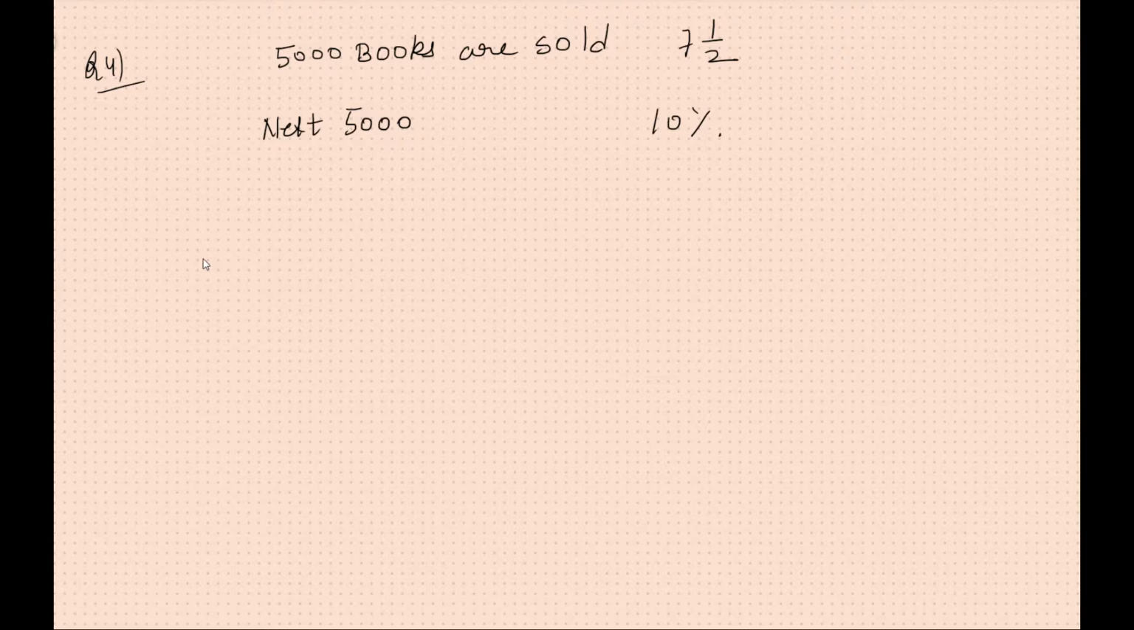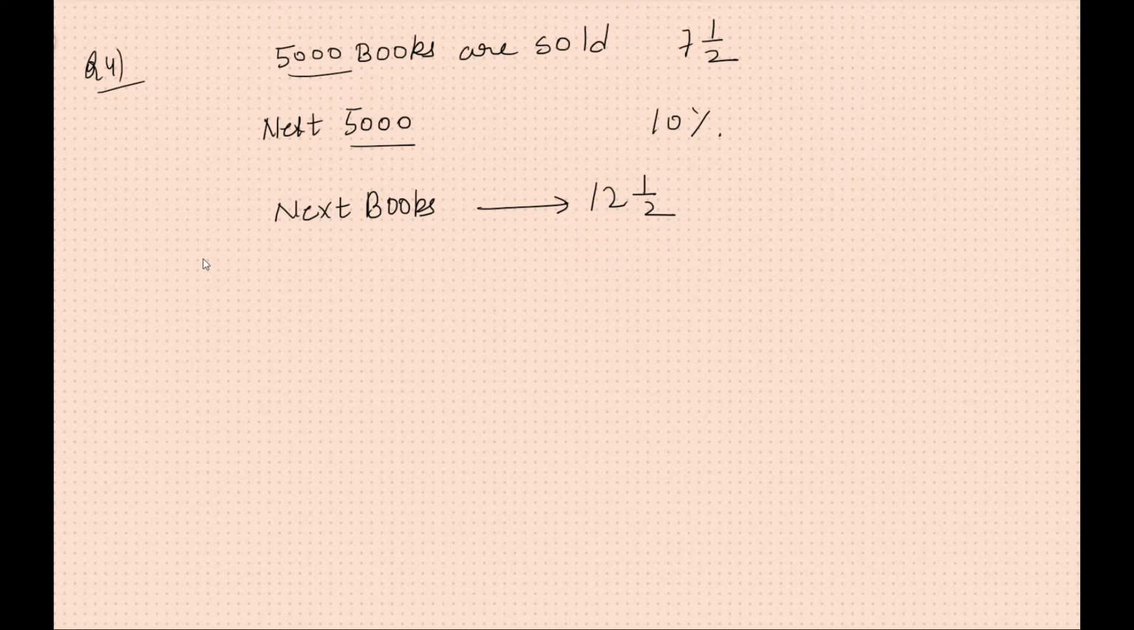So after 5,000, the books that are sold next, he will get a royalty of 12.5% of the selling price on the rest of the sales. How much will he receive if 15,000 copies are sold at rupees 80 each?